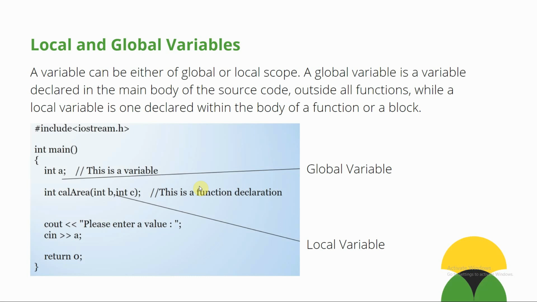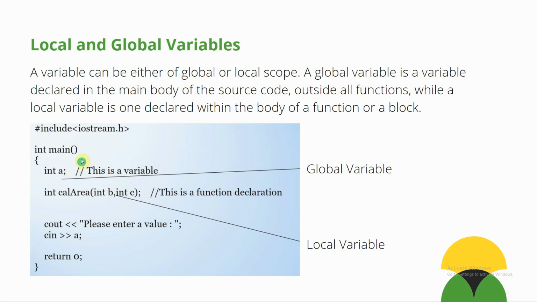Now for local and global variables. A global variable is a variable declared in the main body of the source code, outside all of the functions, whereas a local variable is one declared within the body of a function or block. So using this sample command, under the int main function, the global variable is the int a.